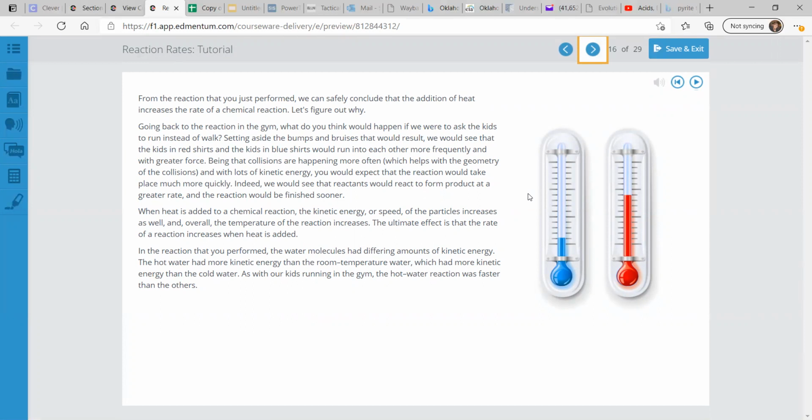From the reaction that was performed, we can safely conclude that the addition of heat increases the rate of a chemical reaction. Why do you think that's so? Well, if you add heat to a chemical reaction, the kinetic energy increases, and that means the speed of the particles moving increases as well. The temperature of the reaction increases. So the ultimate effect is that the rate of a reaction increases when heat is added.